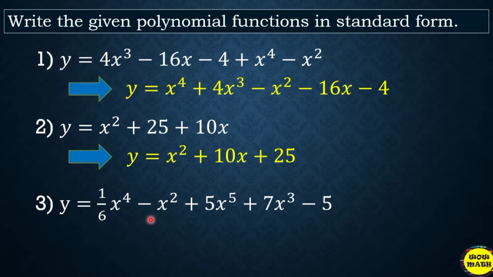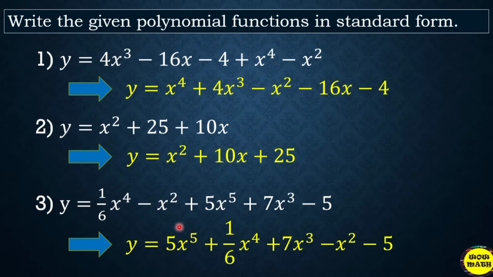But when we are writing a polynomial function in standard form, just focus on the exponents. Okay? Sa exponents lang po tayo titingin, regardless kung ano po ang kanyang coefficient. Okay. So, let's have first 5x raised to 5 followed by 1 over 6x raised to 4 followed by 7x cubed minus x squared minus 5.